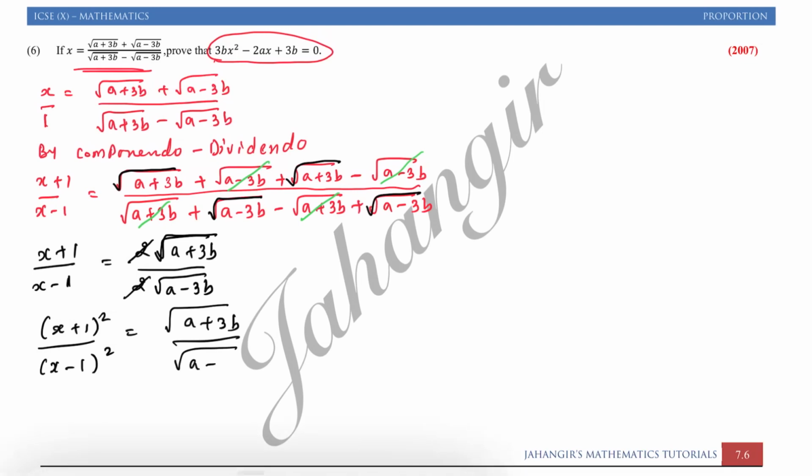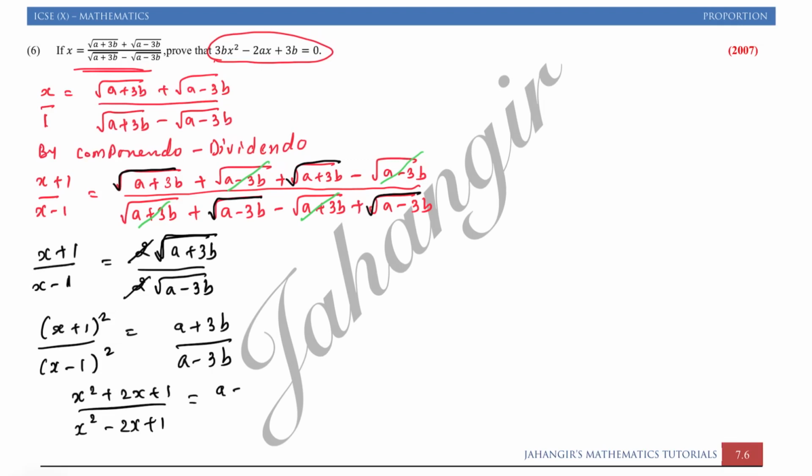oh, we had already squared, so I don't need to write square root. So we can write a plus 3b upon a minus 3b. So let's put formula for this, x square plus 2x plus 1 upon x square minus 2x plus 1. This is nothing but an identity, a plus b whole square and a minus b whole square. Hope you know this identity very well. A plus 3b upon a minus 3b.